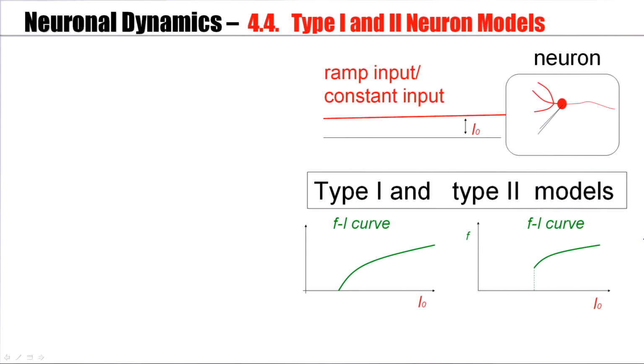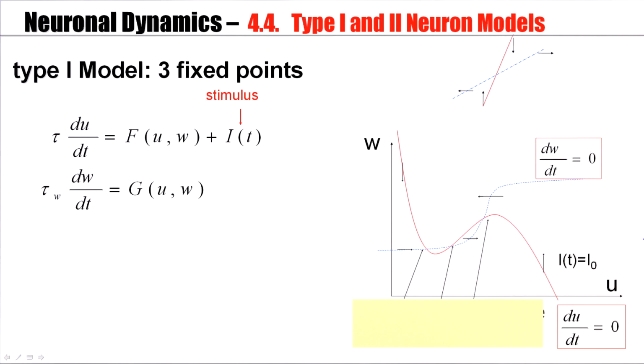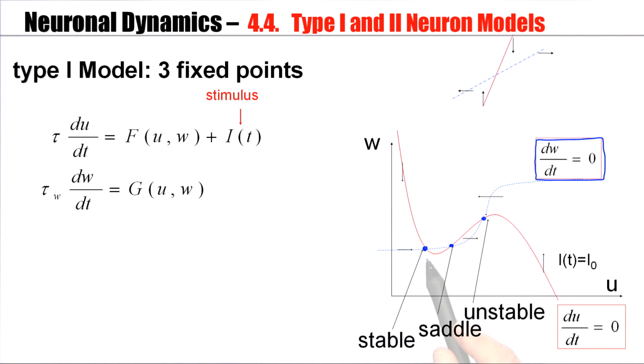Now, what about type 1 models? Let's consider a slightly different scenario. The red node line, the U node line, is the same as before. However, the W node line is different now. Before it was just a linear function, now it's a function which itself bends and curves. And in this case, we would have three fixed points. A first fixed point here, a second fixed point here, and a third fixed point. It turns out that this one is stable, the middle one is a saddle, and this one is unstable.